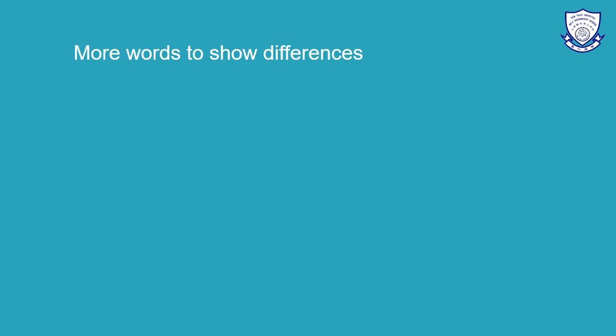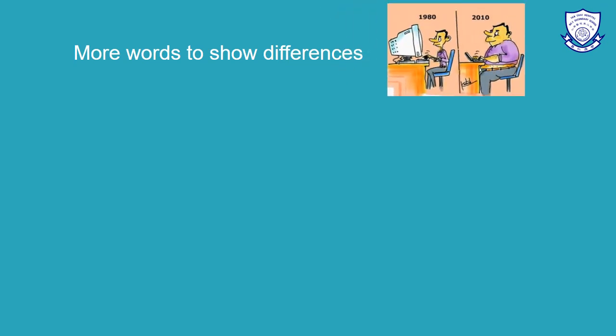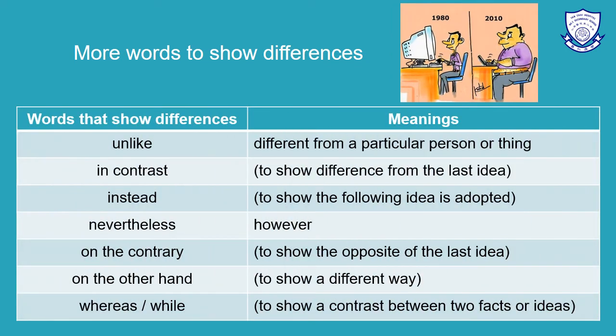Then it is the third part of this lesson, that is, more words to show differences. There are in total 8 new words. They are unlike, in contrast, instead, nevertheless, on the contrary, on the other hand, whereas, while. Please pay attention to whereas and while because they almost mean the same, and you can use these two of them interchangeably.